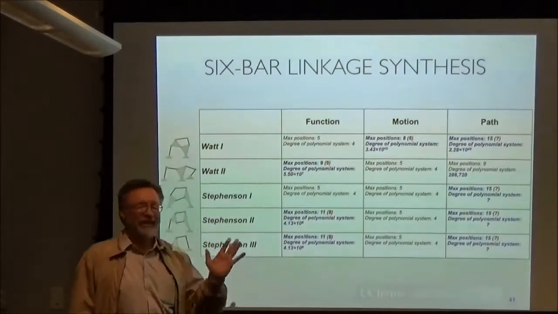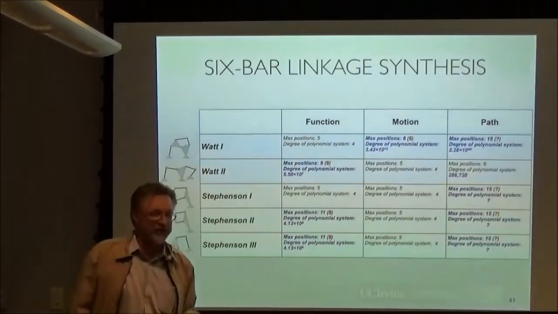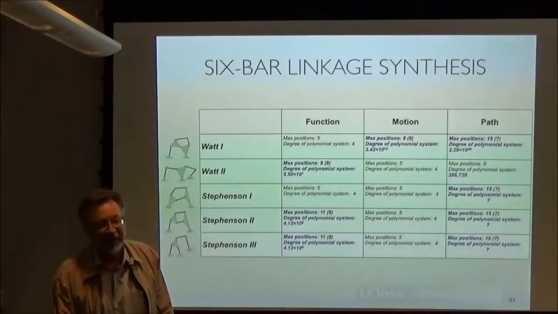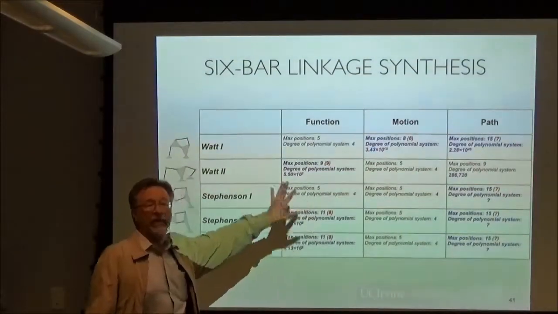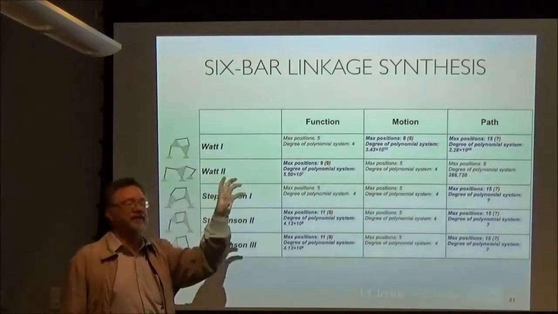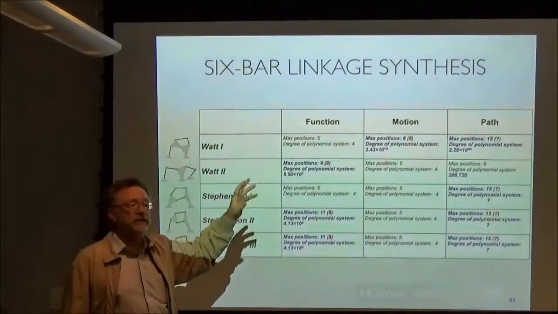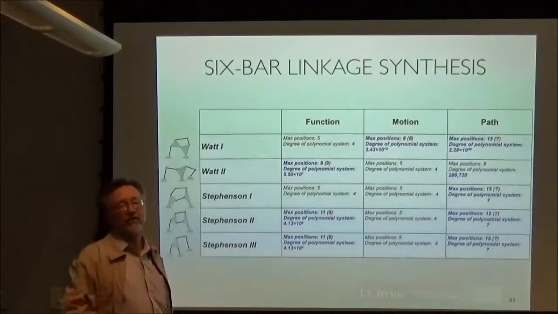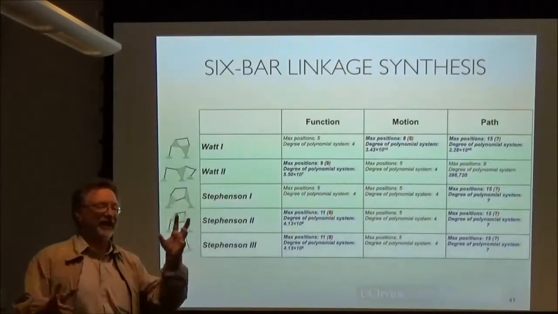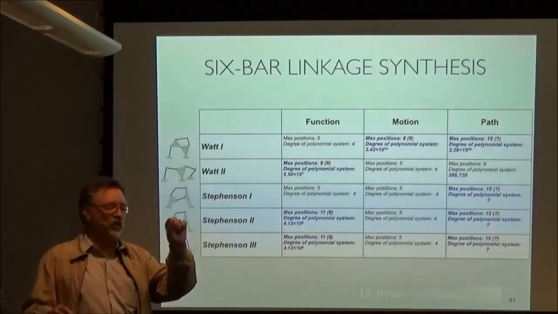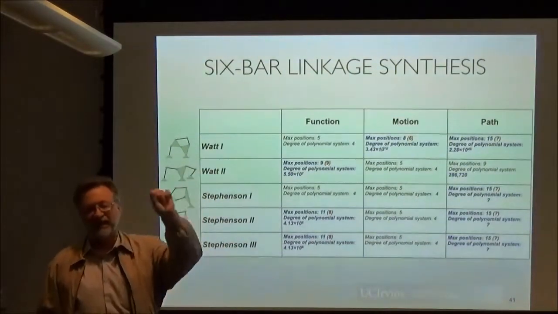Function generation: I coordinate an input angle to an output angle. It's the trash can problem. I step on the paddle of the trash can and the lid pops up. Pure function generator. Motion generator is what we've been talking about. I've got a body that's moving along a task, and I want to design the linkage that guides it through all of those positions. Path generation is a special case of that. It says, I don't care how the body rotates, I just want a point on the coupler to trace a specific path.